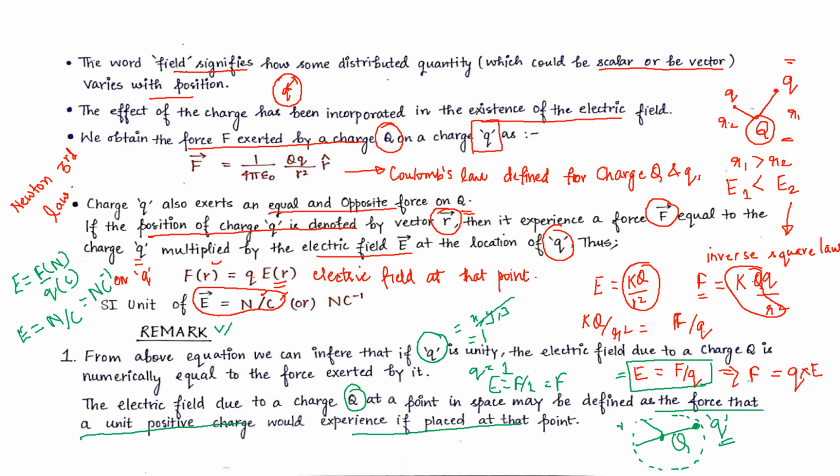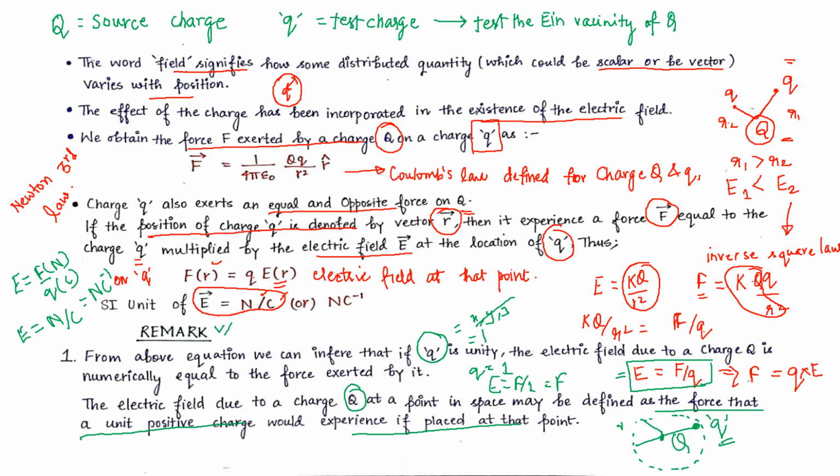One important concept you should know is that capital Q is known as the source charge, because it is used to produce the electric field, and small q is known as the test charge. Why is it known as the test charge? Because we use this small q to test the electric field in the vicinity of the capital Q charge.